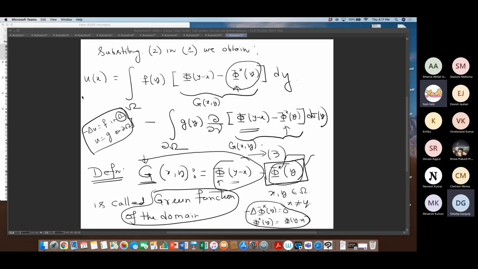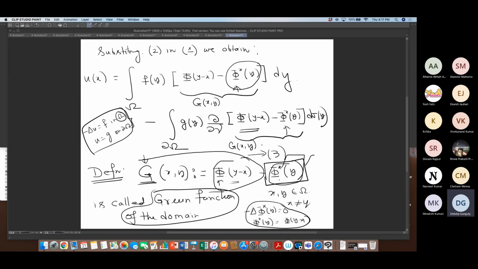It's not easy to find this phi x also for this. No, not always easy to define the phi x. For some particular domain you can compute it, but not always. But the existence is guaranteed. This is a very deep problem.